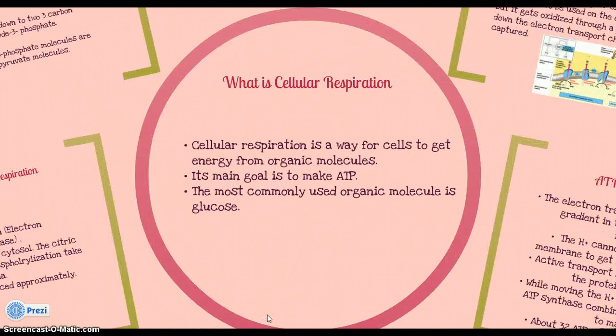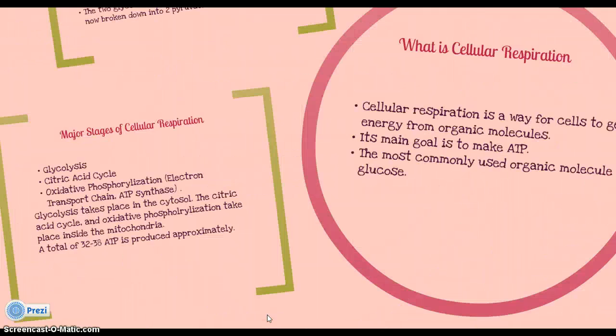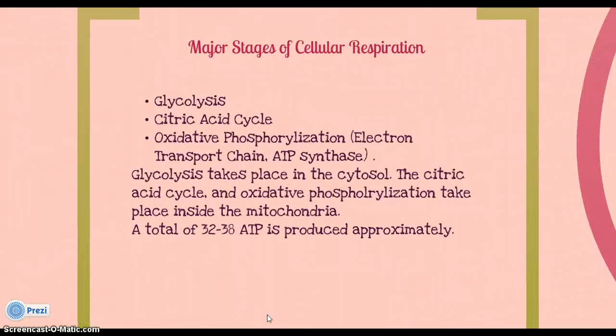What is cellular respiration? It is a way for cells to get energy from organic molecules, and the main goal is to make ATP. The most commonly used organic molecule is glucose. The major stages of cellular respiration include glycolysis, the citric acid cycle, and oxidative phosphorylation, which is broken down into two steps, the electron transport chain and ATP synthase. Glycolysis takes place in the cytosol. The citric acid cycle and oxidative phosphorylation take place in the mitochondria, and about 32 to 38 ATP are produced.